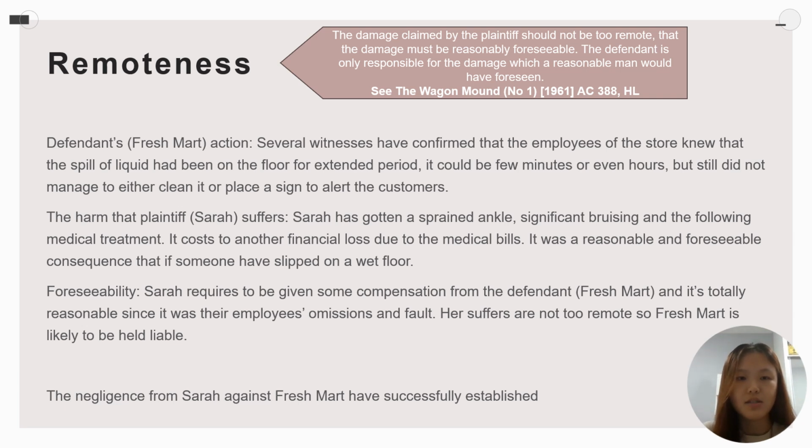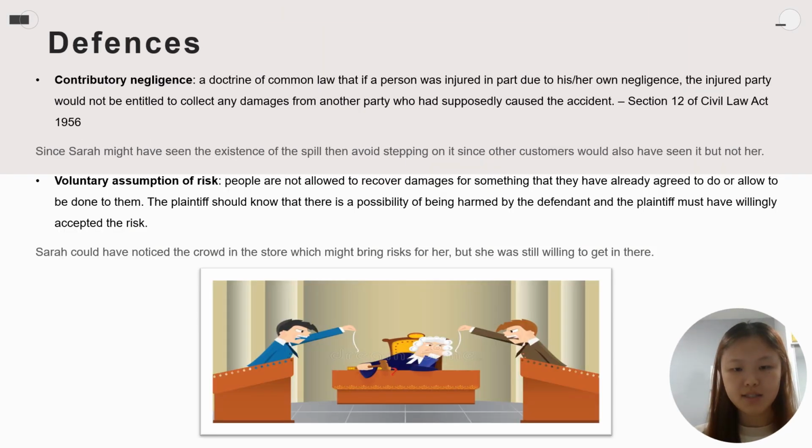Finally, to complete the negligence, Sarah needs to prove the remoteness of the damages. From the case Wagon Mound, we know that the damage claimed by the plaintiff should not be too remote and must be reasonably foreseeable. The defendant is only responsible for damage which is reasonably foreseeable. That spill of liquid has been proved to be on the floor for an extended period. It can be a few minutes or even hours. Additionally, the sprained ankle, bruising, and the following medical bills for the treatment are counted as reasonably foreseeable, if the compensation required by Sarah is not too excessive. Until now, since all steps have been proved, the negligence claim from Sarah against Freshmart has been successfully established and is enforceable.